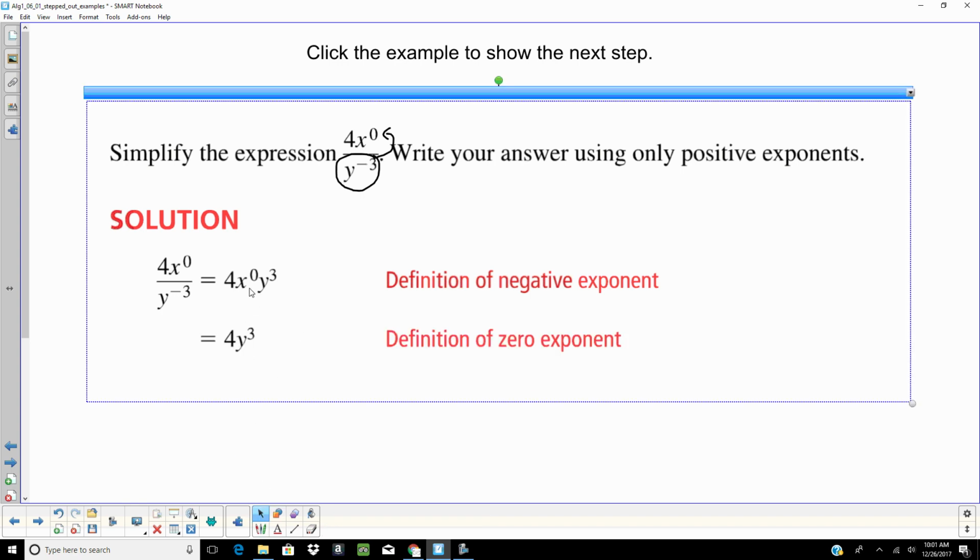Then the next thing we're going to deal with is that x to the 0. Anything to the 0 power is 1. Now that 4 is a different factor, so it doesn't become 1. So that's going to be your final answer right there, 4y cubed.